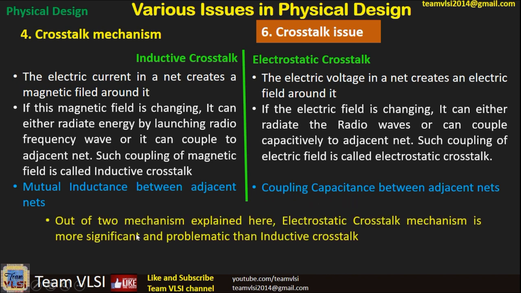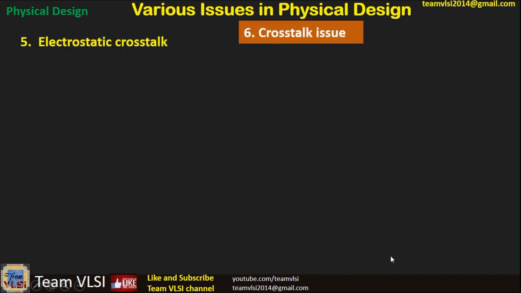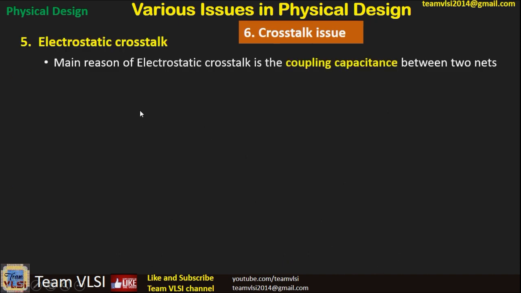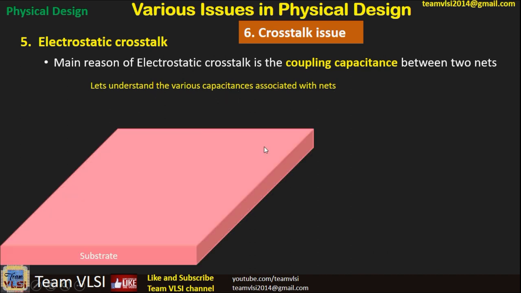Of the two mechanisms explained here, I have explained them very briefly. Electrostatic crosstalk is more significant and problematic than inductive crosstalk. So in this session we will talk only about electrostatic crosstalk. The main reason for electrostatic crosstalk is the coupling capacitance between two nets, as we have seen here. So let's understand the various capacitances associated with the nets.